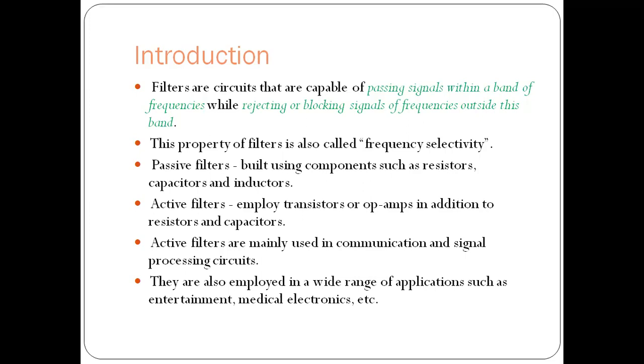In the case of active filters, we are going to use active devices, which may be transistors. Active devices are not only passing the signals, but they are also boosting the signals. That means they are increasing the strength of the signals passing through them. Because of this reason, these filters are called active filters. Here in our chapter, we are going to use operational amplifiers as the active element, so we are going to discuss the operational amplifier filter in this chapter.